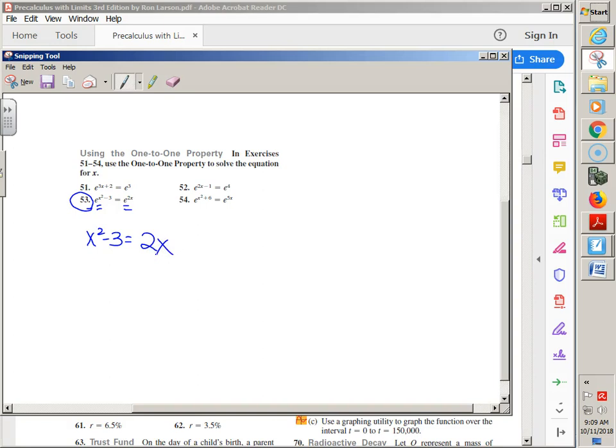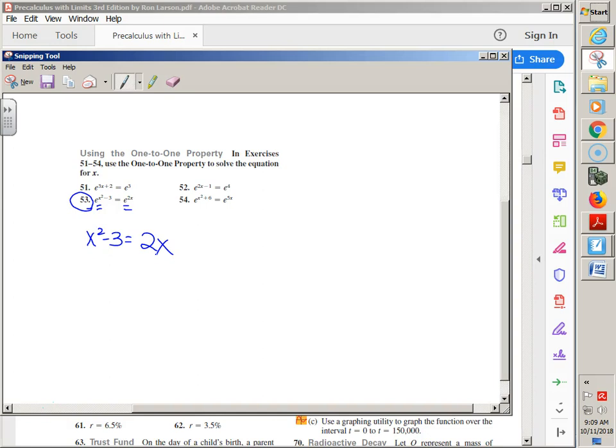So the one-to-one property says as long as you have like bases, whether it was 2 to the, 3 to the, e to the, just steal those powers, they must be the same. Because of the function passing the horizontal line test, the inverse will only have one answer. Each x has one y, each y has one x. There's only one possible way for this to be true, and it's if these two are the same. But we have a quadratic.